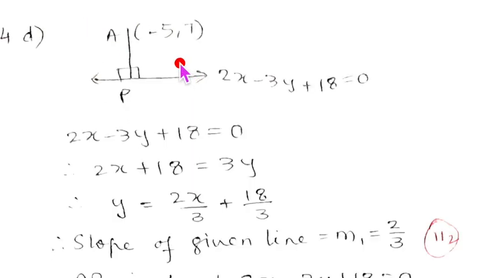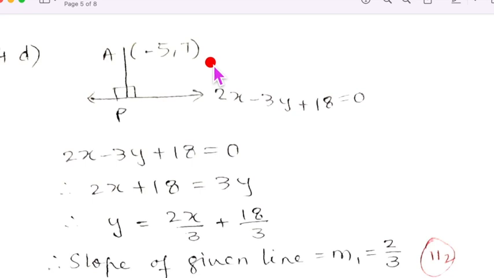This is your A, this is minus 5, 7, and from A a perpendicular is dropped on this line. Now this line is 2x minus 3y plus 18 equal to 0. Because you have to find the equation of AP, you need the slope of AP. How do you get the slope of AP? First get the slope of the given line. So write the given line as it is and convert it into y is equal to mx plus c.